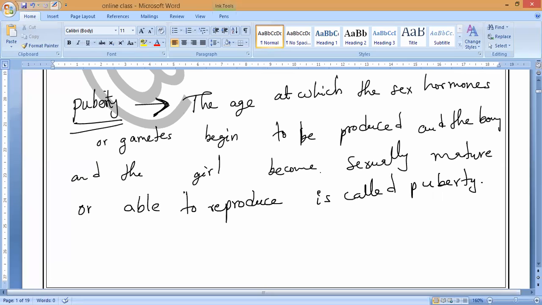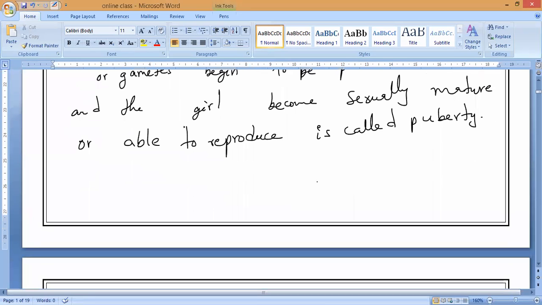This is what puberty is. Have you understood, everyone? Now, as I told you, puberty starts first in whom, boys or girls? It starts in girls. Puberty comes earlier in females. It takes place not only in human beings but in all animal species. The puberty period tends to start earlier in females than in males.